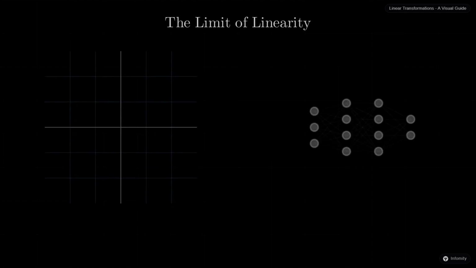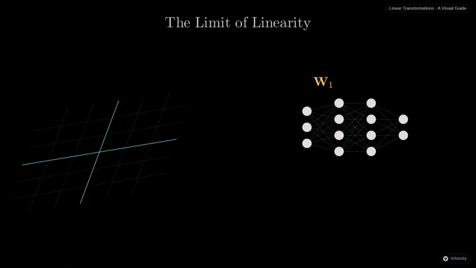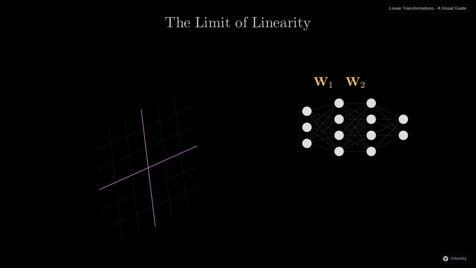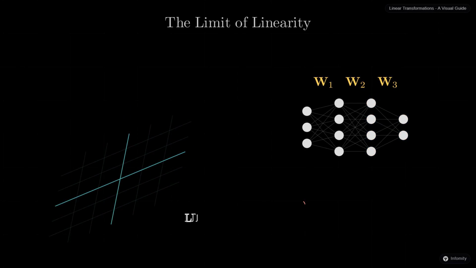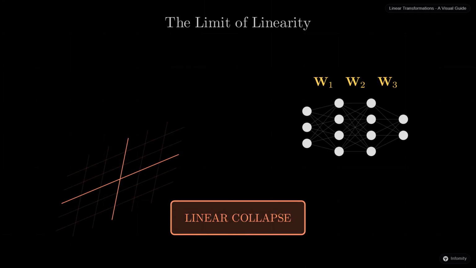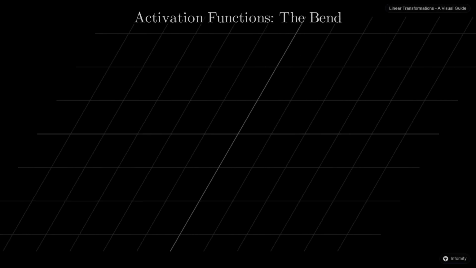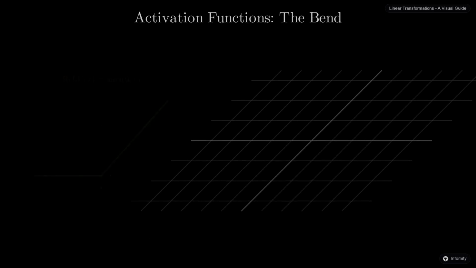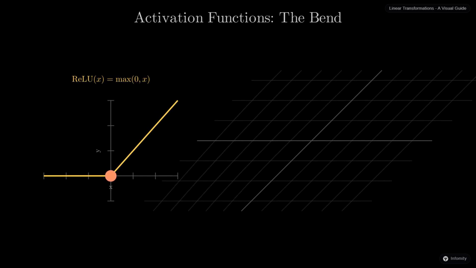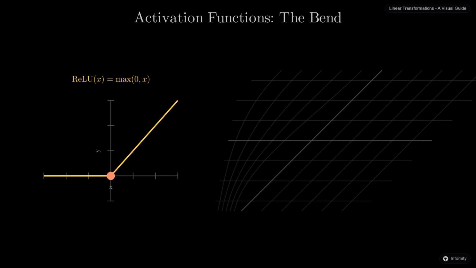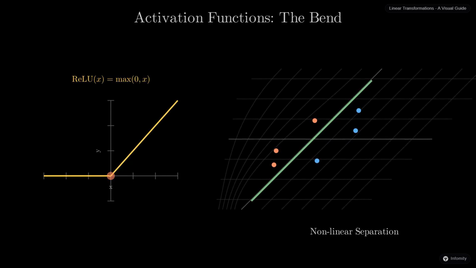But why does this matter for artificial intelligence? If a neural network only used linear transformations, no matter how many layers we added, the entire network would collapse into a single flat linear warp. It could never learn complex, curved decision boundaries. To break this limit, neural networks use activation functions. These functions act like a crease or fold in our rubber sheet, deliberately bending the grid lines. This intentional nonlinearity allows the network to warp space in the complex ways needed to classify data.